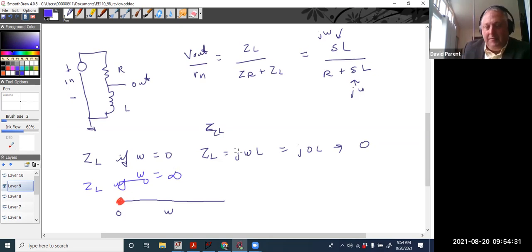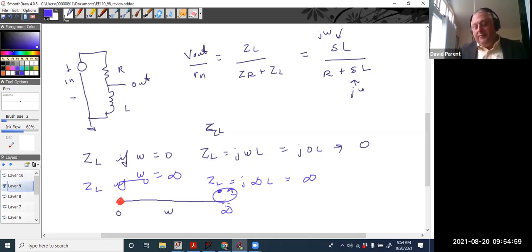Well, what is ZL if omega equals infinity? ZL equals j infinity L, which goes to infinity. So now ZL is much, much bigger than ZR, and the ratio goes to 1, which is a high pass filter.